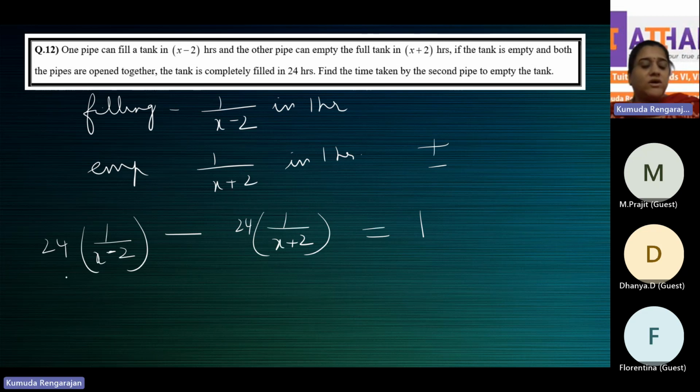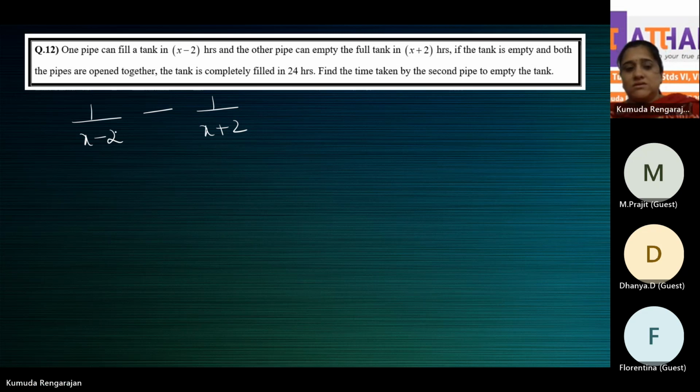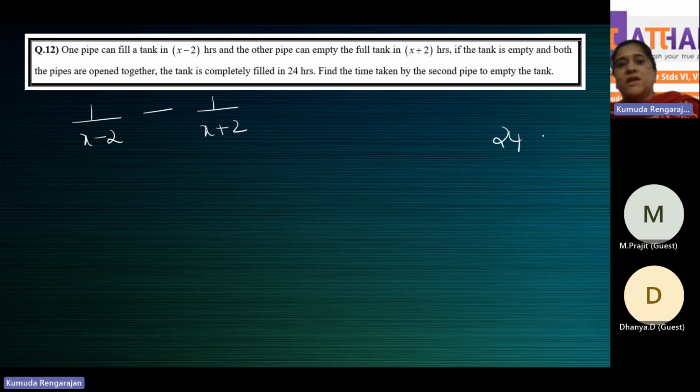Okay, so see here. Let me put it like this. So this is the work done by the filling pipe in 1 hour. This is the work done by the emptying pipe in 1 hour. Okay, so their combined work. This is their combined 1 hour's work. Now together, how long do they take? 24 hours. So that means in 1 hour, how much did they work? 1 by 24. So this one is equal to 1 by 24. This is the equation.